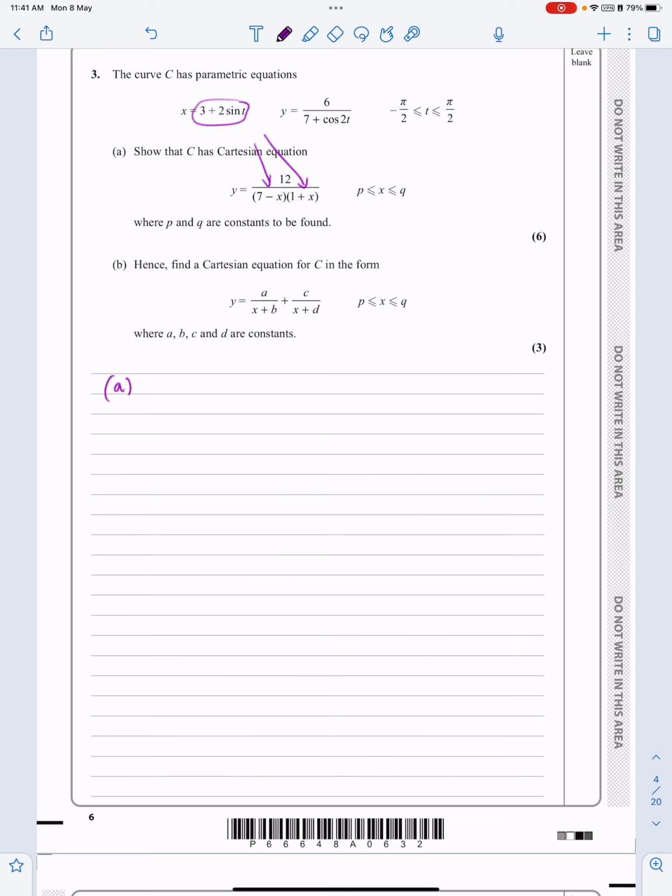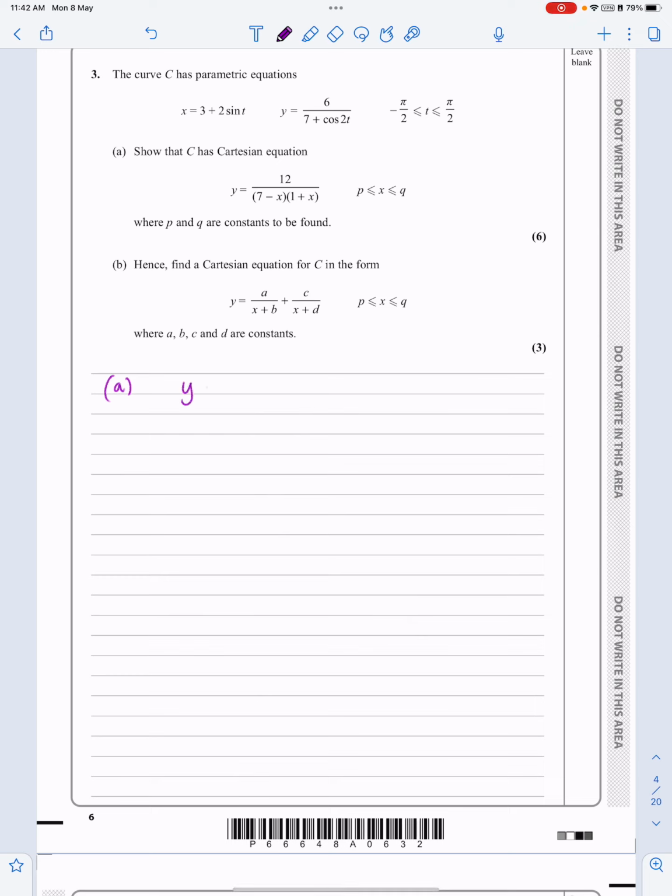It's always a good idea to have a little bit of a plan before you get started. When I do that, I'm going to get sine and sine in those two brackets. That's going to lead to sine squared. Sine squared and cos 2t are in a trigonometric identity. So yeah, that looks like a good plan to get started.